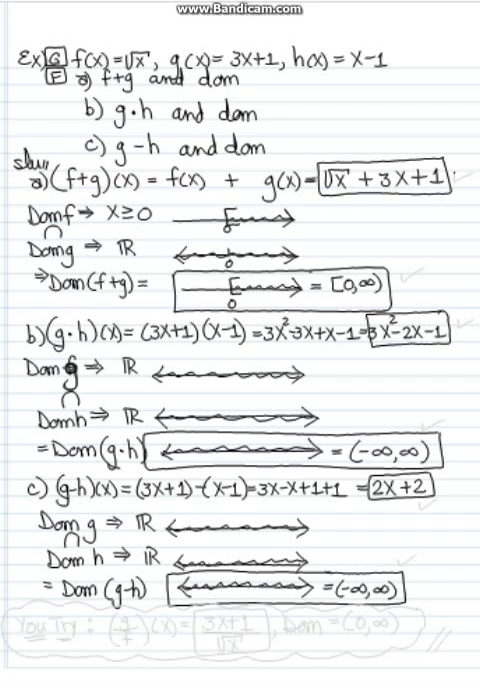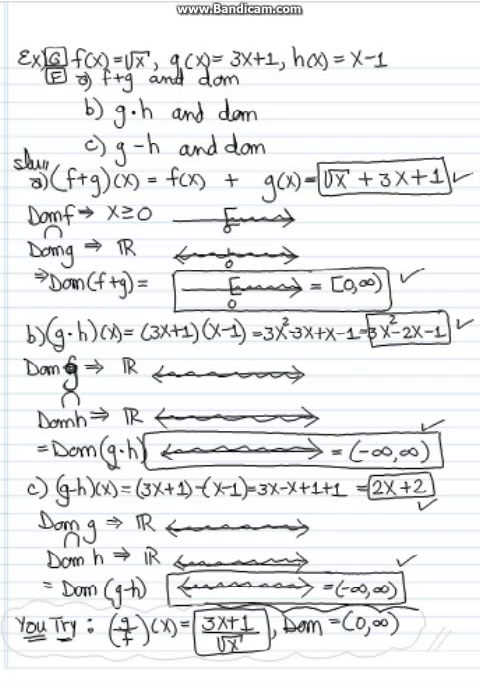Now, I'm going to leave this as an exercise for you to figure out. I want you to try a new problem. Take g over f of x. Well, when you actually calculate it, and I want you to do the work, you get 3x plus 1 over the square root of x, and the domain turns out to be 0, infinity. So you do the work to figure out why this is true.